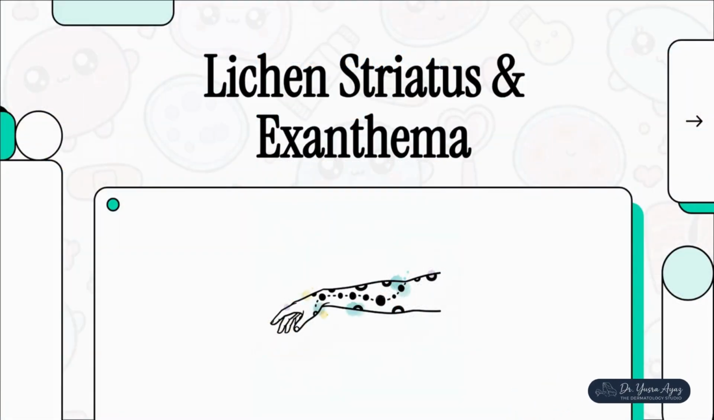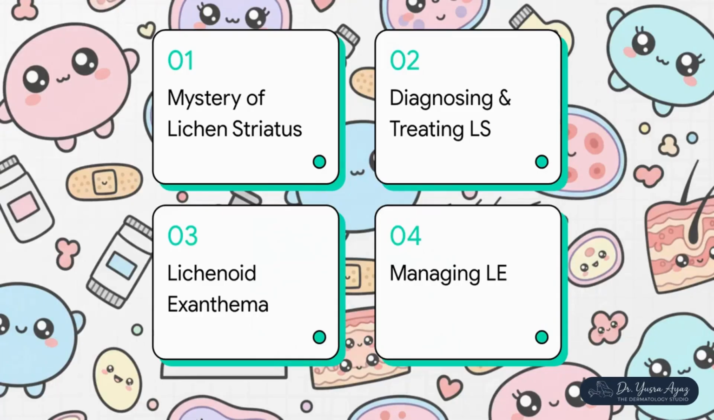Welcome to The Explainer. Today we're diving into two skin conditions that can look incredibly similar, but are actually worlds apart in what causes them: Lichen Striatus and Lichenoid Exanthem. We're going to break down what they are, how to tell them apart, and of course, the best ways to manage them. So, here's the plan.